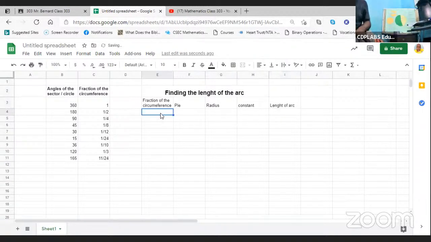All right. Now let's start with the 90-degree one. It's a quarter of the circle. So we have a quarter here. Pi we can write as 22/7, but let's use 3.14 for now. And our radius is 13. And our constant is 2, because it's 2 pi r. Let us see now what our answer will work out to be.